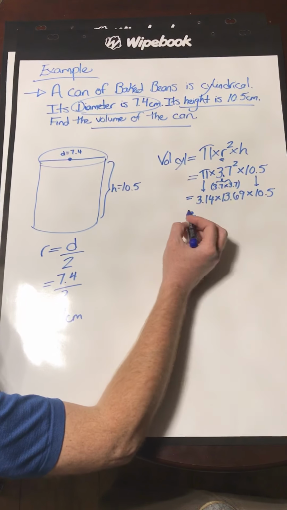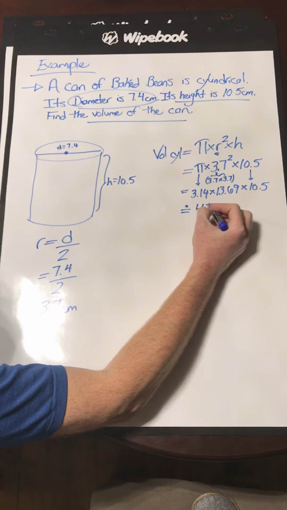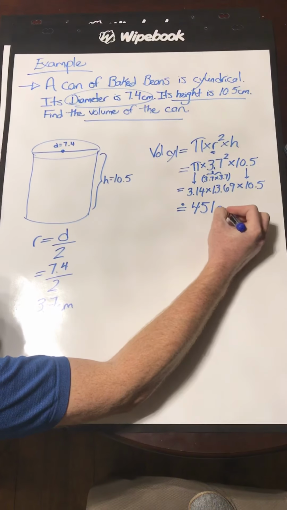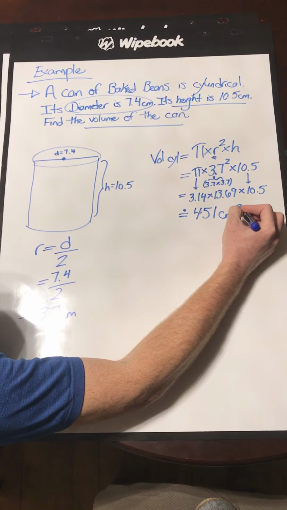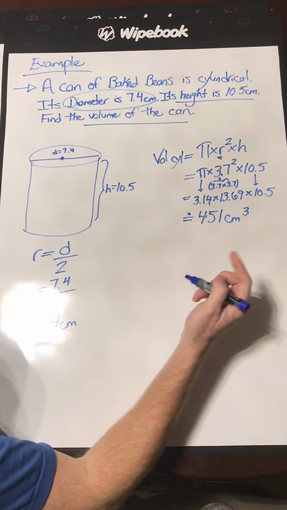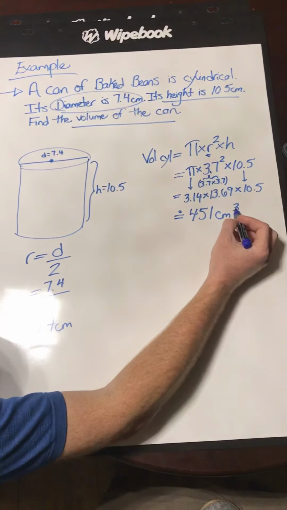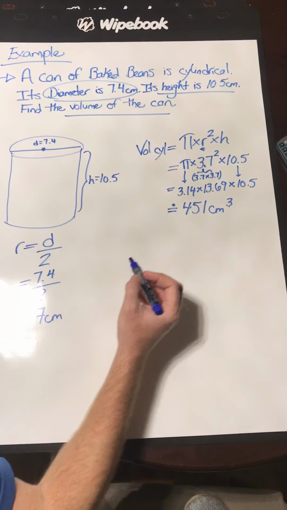approximately, using that little dot over the equal sign means approximately, 451 centimeters cubed. And it is cubed because it's three-dimensional, 3 dimensions. So that's why we use the cube sign there.